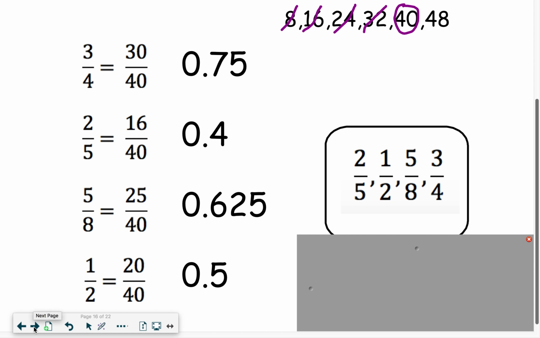Okay, we're going to do that three more problems. Here we go. Go ahead and write down 5/7 and 0.7. We're comparing them: less than, greater than, or equal to.